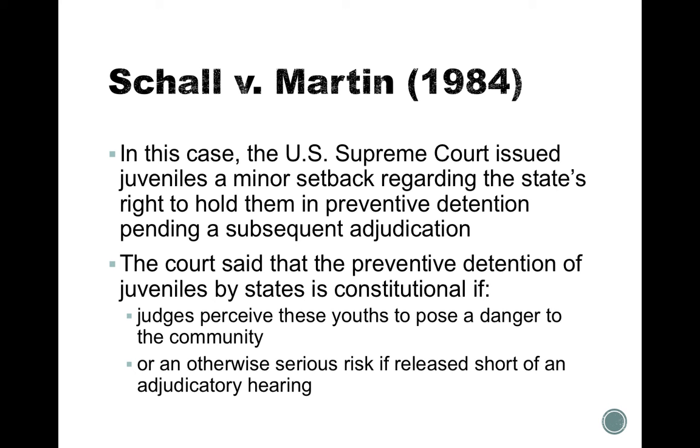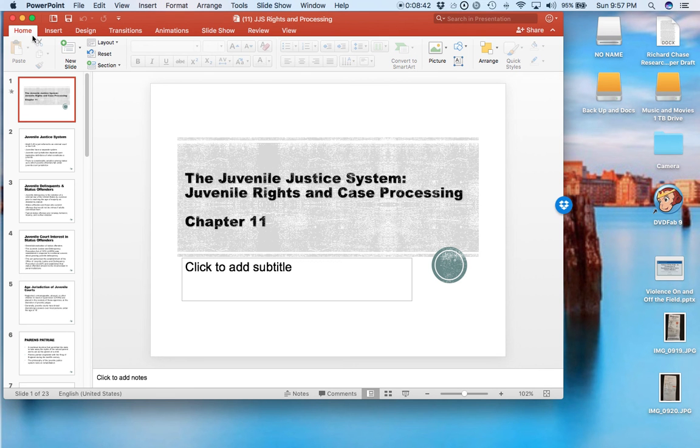1984, in Schall v. Martin, the Supreme Court issued juveniles a minor setback. The court said that you can hold someone preventatively in detention. Basically, the judge has to see the youth as posing a danger to the community or that there's a risk if they're released. With adults, generally, we're just looking at whether the adult poses a danger to the community. With juveniles, we're also looking at whether or not there's a risk to the juvenile if they're released. And that wraps up Chapter 11.